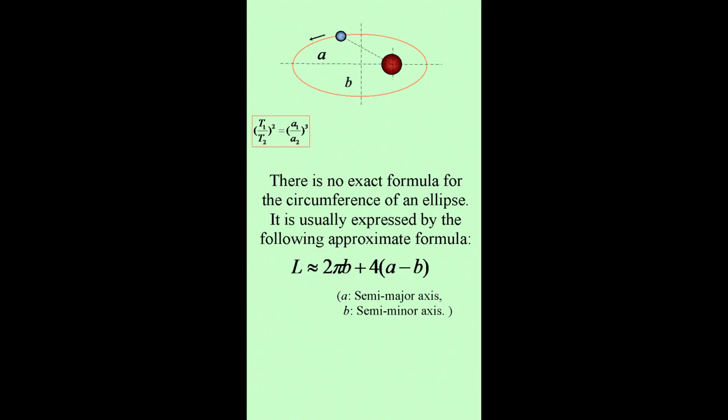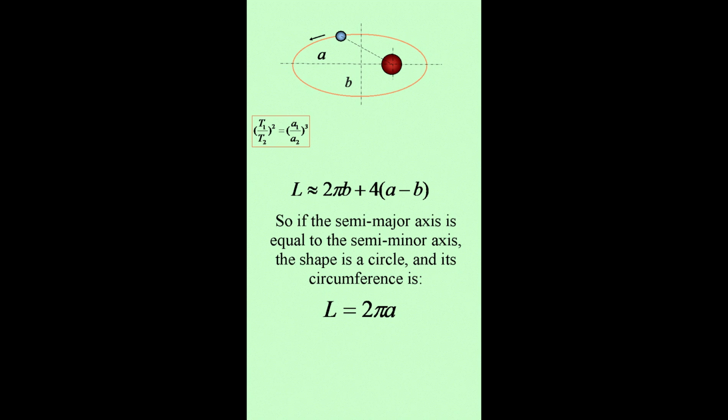There is no exact formula for the circumference of an ellipse. It is usually expressed by the following approximate formula. So if the semi-major axis is equal to the semi-minor axis, the shape is a circle, and its circumference is.